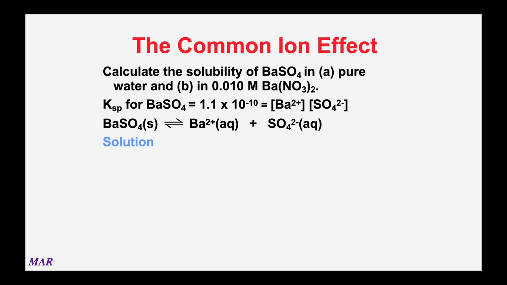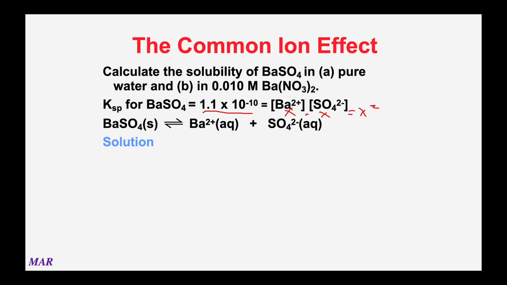Let's calculate the solubility of barium sulfate in pure water and also when there's some barium present. Now, barium sulfate in pure water, no big deal. There's the KSP for barium sulfate, 1.1 times 10 to the minus 10th. So this will be a problem like we looked at earlier when we converted KSP into solubility. You can see that one barium ion and one sulfate ion come from every barium sulfate. So that's like an x times x, or x squared. So this is x squared equals KSP. We can solve for the solubility that way.